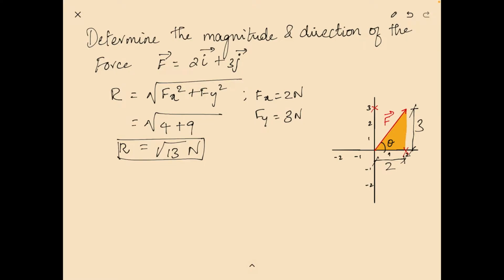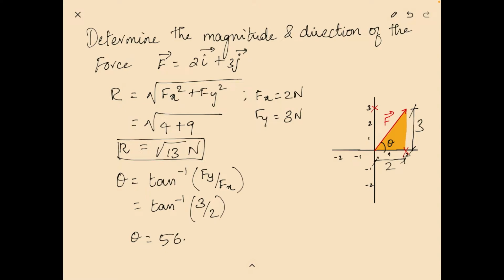And the formula for angle theta is equal to tan inverse of Fy divided by Fx. So when we substitute Fy and Fx in this formula, we get tan inverse of 3 divided by 2. So theta will be equal to 56.30 degrees. And that is how we can calculate the magnitude and direction of the force given in vector form.